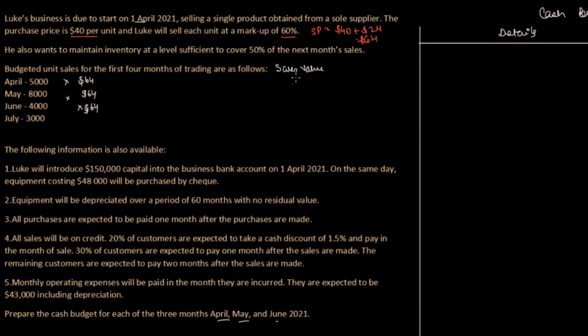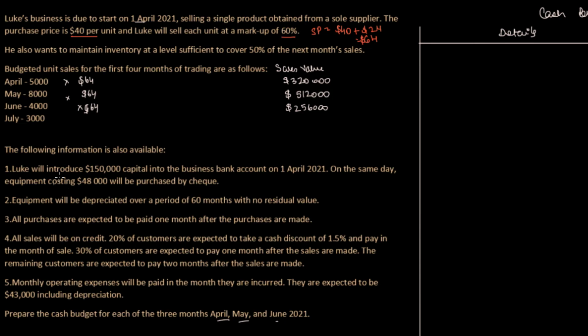The sales value: 5,000 into 64, $320,000. Then for May it will be 512,000, and for June it will be 256,000. So we've calculated the sales value. Don't think that this money is being collected and this will appear as receipts in the cash budget. No, collections can be different from actual sales. So for that, we'll have to see the collection pattern.